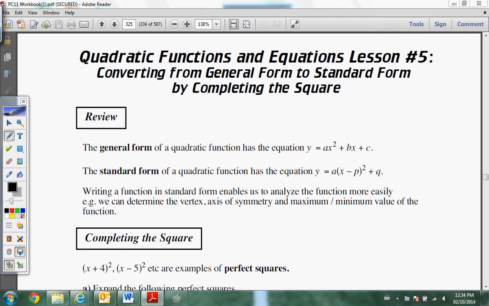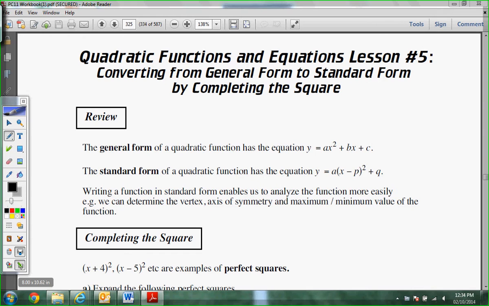So Unit 3, Lesson 5, converting from general form to standard form by completing the square. This is very, very important in terms of this unit. If you can do this very well, you're not going to have any issues. You're going to go from this, and you're going to make it look like this. And to do that, you need to complete the square. Completing the square is what I'm going to teach you today.